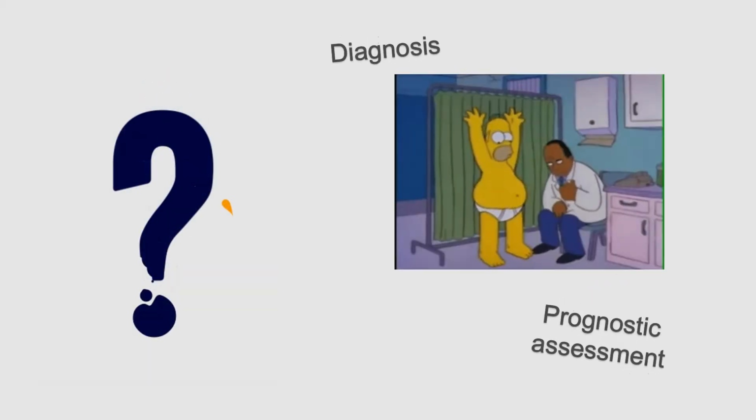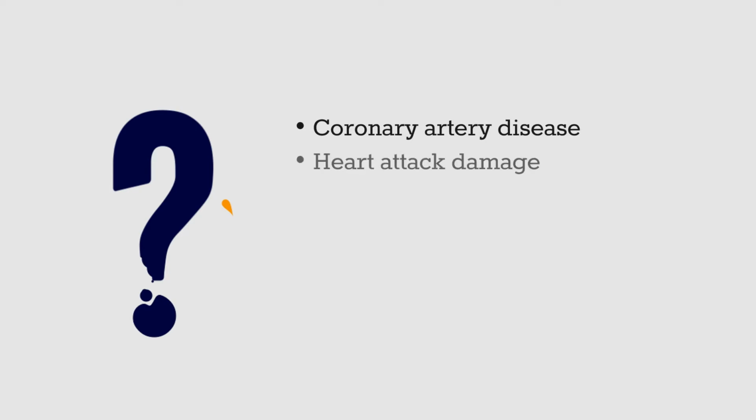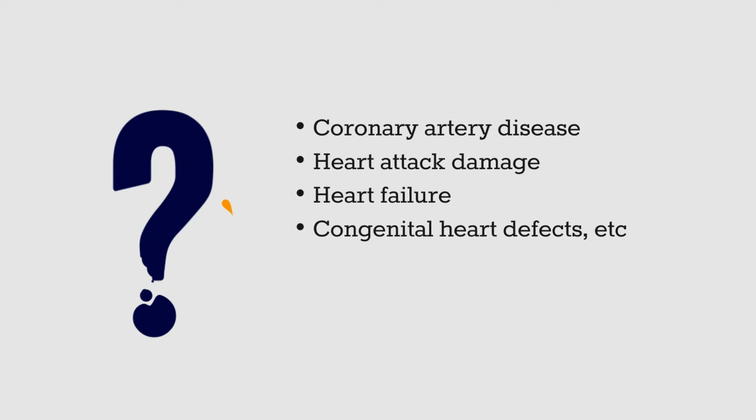Why is cardiac imaging important? Cardiac imaging is vital for the diagnosis and prognostic assessment of patients with suspected or known cardiac disease. The information collected during a CT or MRI scan can be used to identify the coronary artery anatomy and, in some cases, heart function. It can be used for the diagnosis and assessment of coronary artery disease, heart attack damage, heart failure, congenital heart defects, etc.